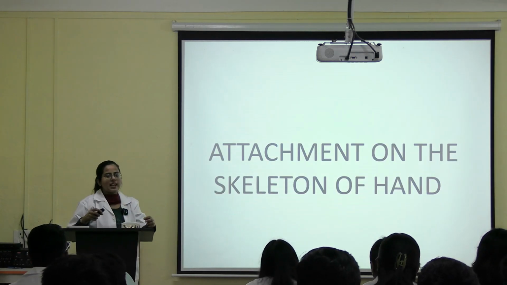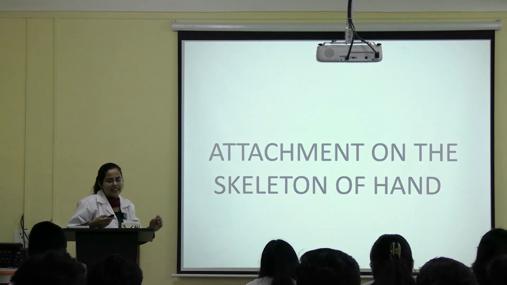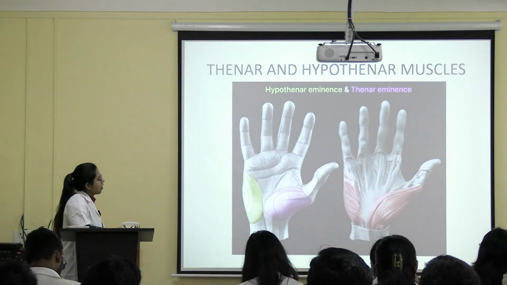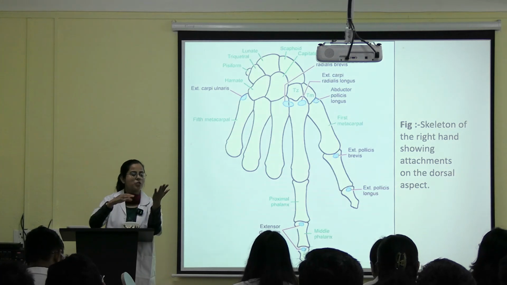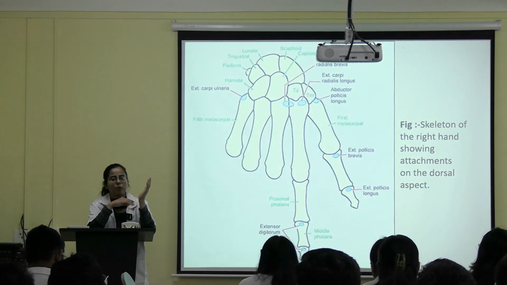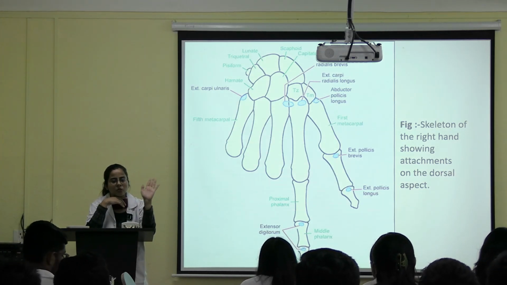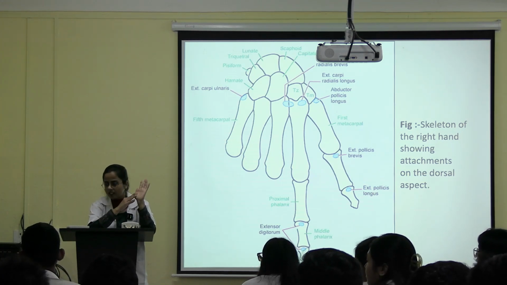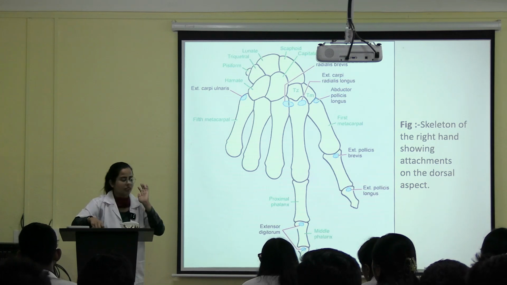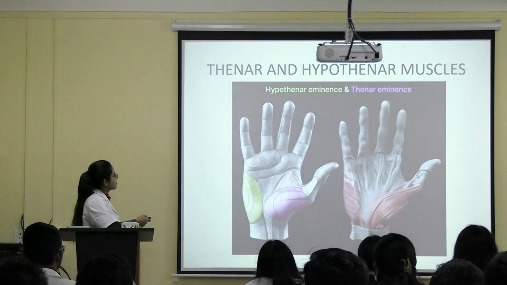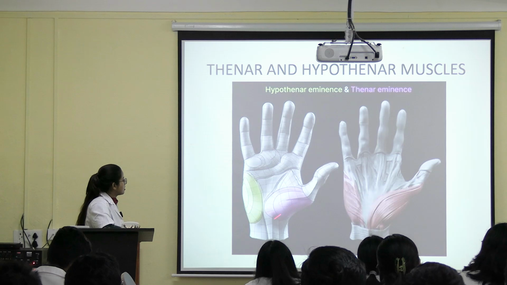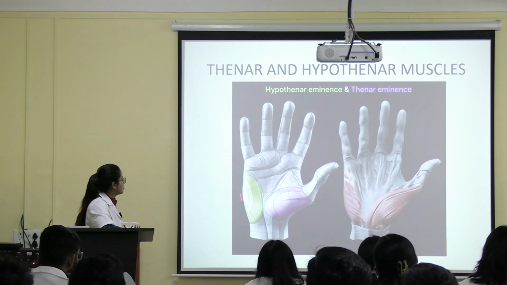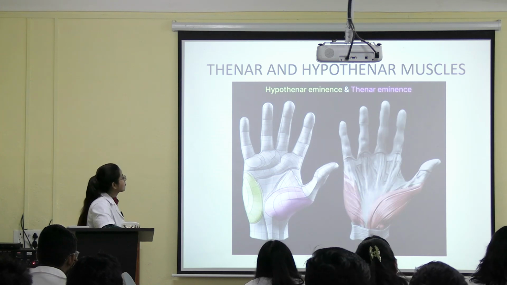Now attachment on the skeleton of hand. What are the muscles which are attached? Now can anyone tell in our palm which one is the thenar eminence and which one is the hypothenar eminence? Do you know? This is thenar, yes, and this is hypothenar. Thenar is towards which part? Thumb, and hypothenar towards this. Clear?